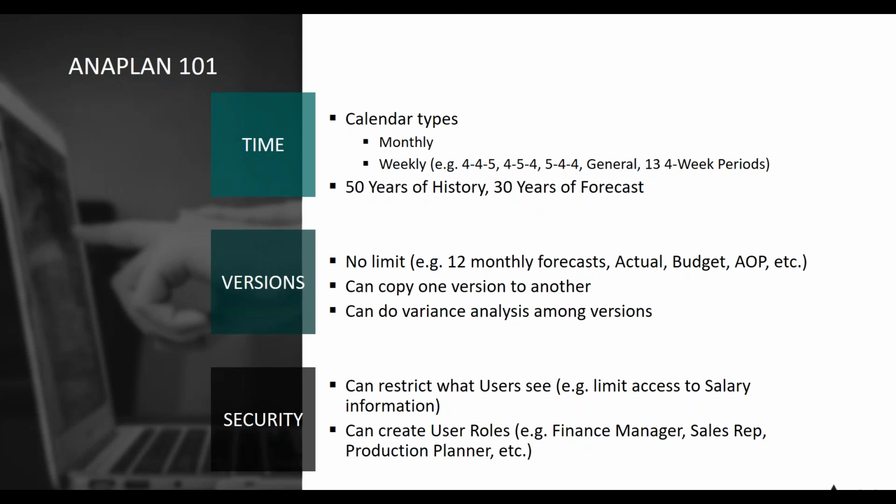So versions is really, when you think of a lot of organizations, they have monthly planning cycles. So they might have a June forecast, a July forecast, budget, and actuals. These are what are called versions in Anaplan. There's really no limit to the number of versions that you have. What we find is a best practice, or what's most common throughout different companies, is 12 monthly forecasts. So again, that June forecast, August forecast level, a version for actuals, budget, and then typically something like AOP.